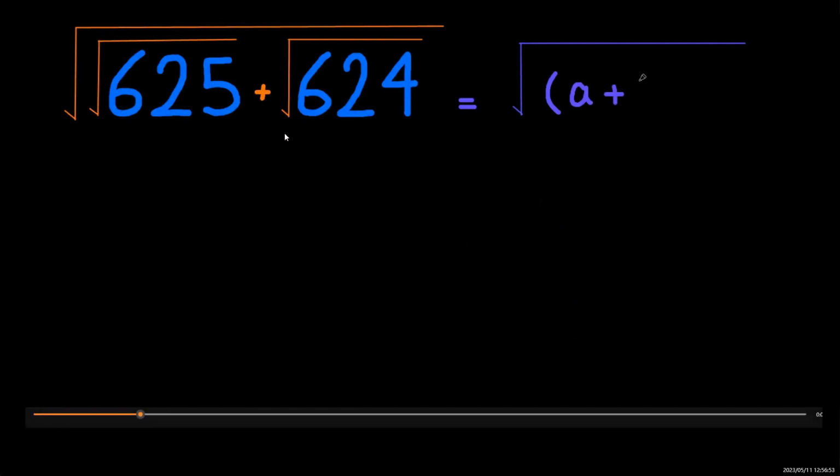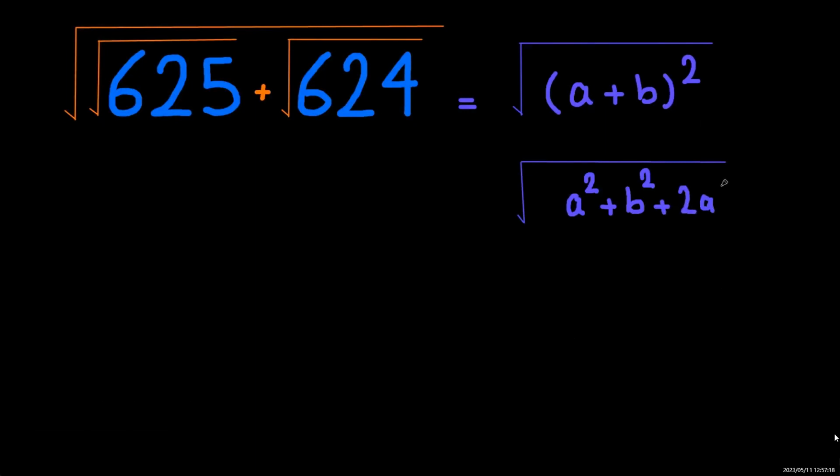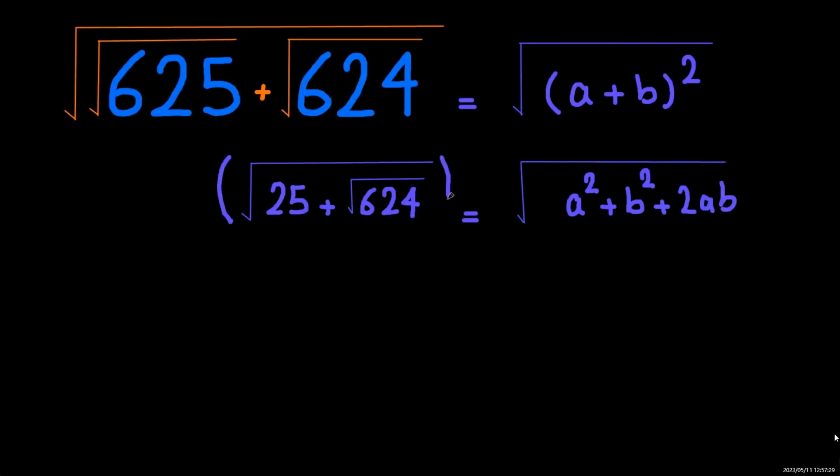Now, this radicand has to be a perfect square so that we could get rid of the second radical. So we will assume that this is the same as a plus b squared. Let's go and expand a plus b squared. So instead of 625, we write positive 25, and we square both sides so that we get rid of the radical.